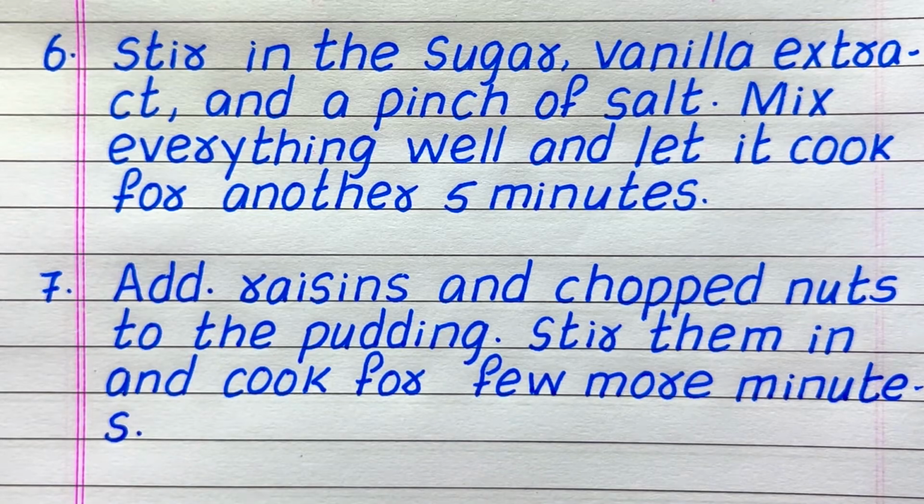Stir in the sugar, vanilla extract and a pinch of salt. Mix everything well and let it cook for another 5 minutes. Add raisins and chopped nuts to the pudding. Stir them in and cook for a few more minutes.